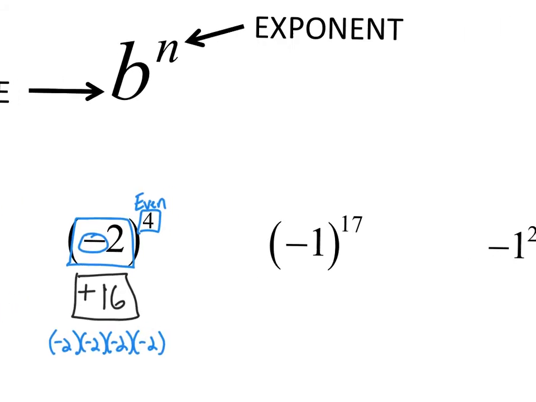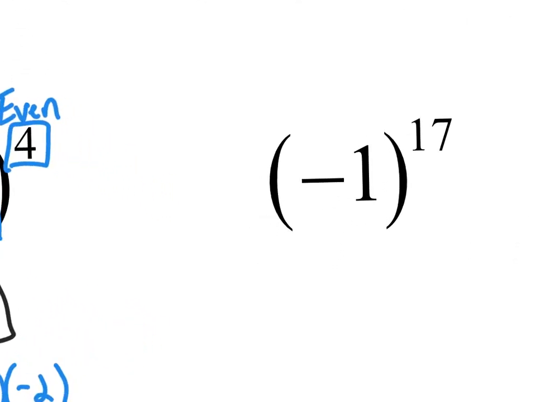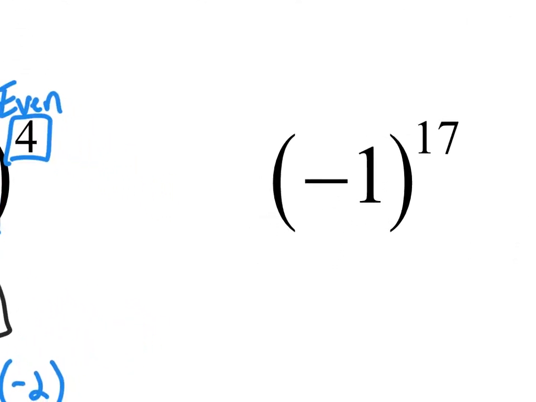So let's try another one. What if you have this one here, the negative inside of the parentheses, and the exponent is an odd number. So the trick is, if the exponent is odd, the 1, the 3, the 11, the 15, the 23, those are odds, then your answer will be negative right here. Then you are going to multiply the base by itself this many times.